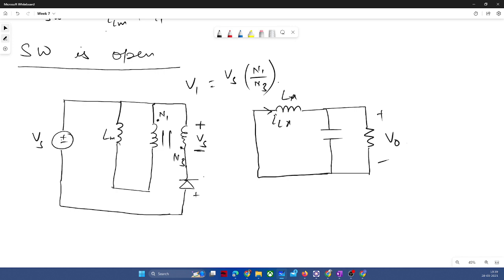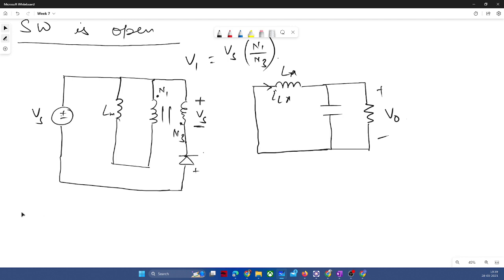Let me write certain equations. Since the dot polarity is according to the conductive convention, but since the dot is connected on the negative side, we will be talking in terms of this V3. Once we assumed V3 in this reference, we will have to keep the same. So V3 we can write as minus Vs.